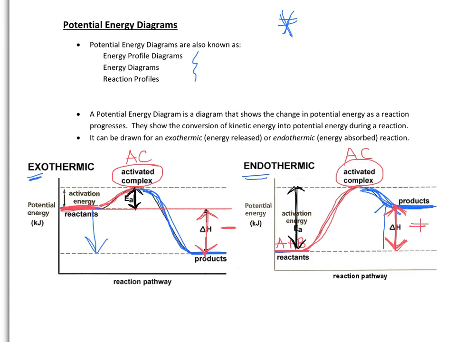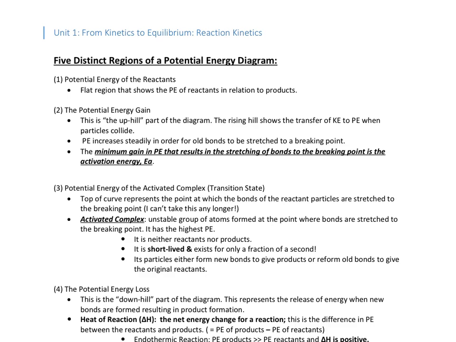The last distinct region in a potential energy diagram is the potential energy of the products, or where the diagram finishes. This is also shown as a flat region to allow room to write in the actual products in an example. For instance, C plus D. The 5 distinct regions of a potential energy diagram are described on the next page.